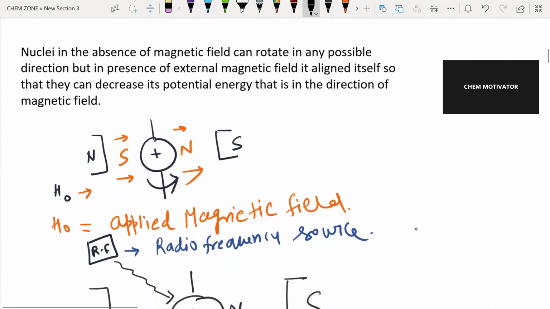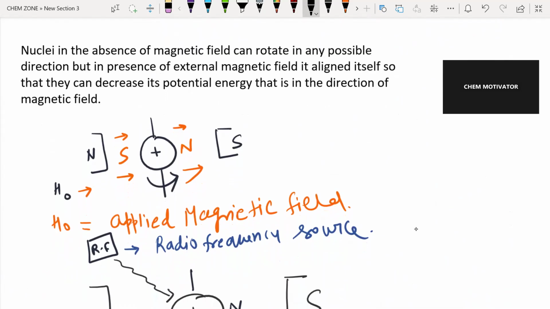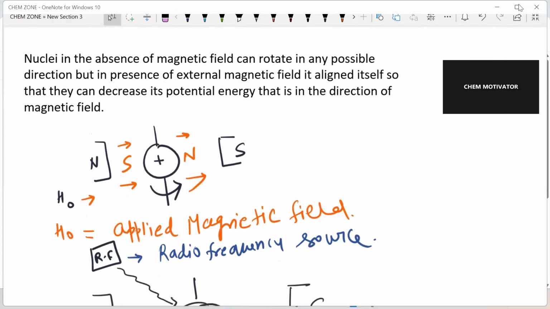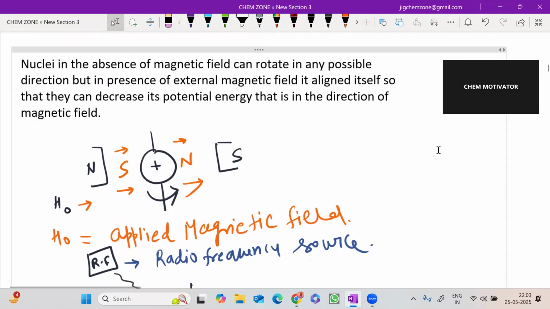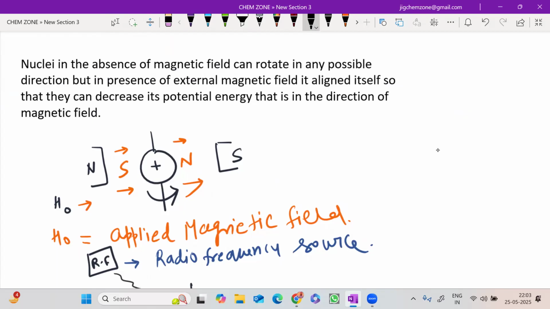Now let's talk about the principle of NMR, how it works. So basically, any nuclei in the absence of a magnetic field can rotate in any possible direction. Correct? But if we apply the magnetic field, they align themselves in such a way that they can decrease their overall energy. Hence, they will align themselves in the direction of the magnetic field. This is the concept of magnetism.